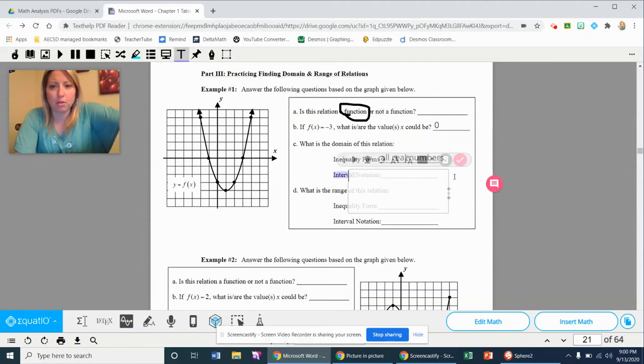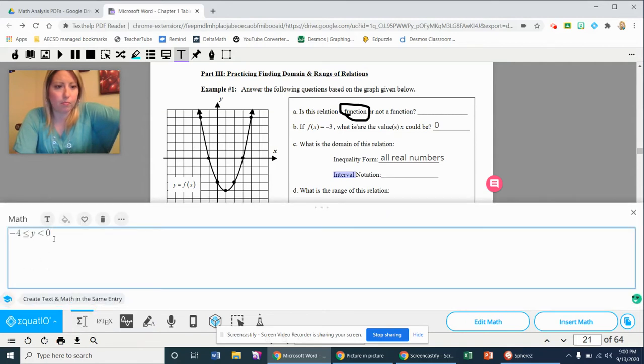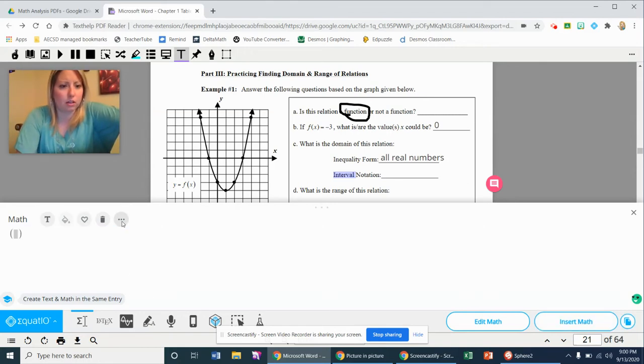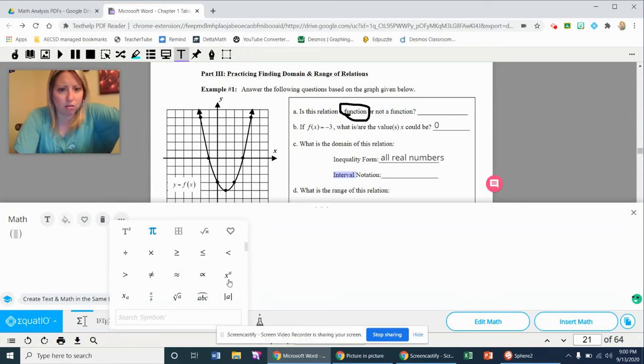Interval notation, I'm going to need my math type. So let me get down here for my math type. So interval notation, I'm going to need either parentheses or brackets. Let's think about it. If it's all real numbers, then it's negative infinity to positive infinity, right? So parentheses, and let's get my infinities here.